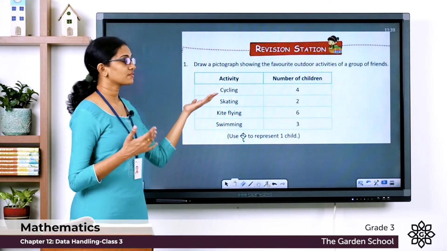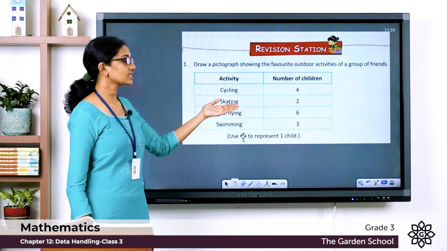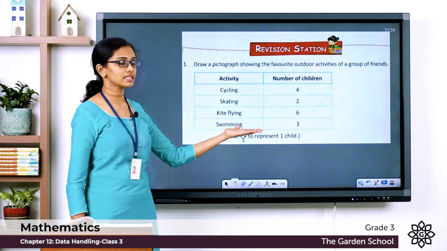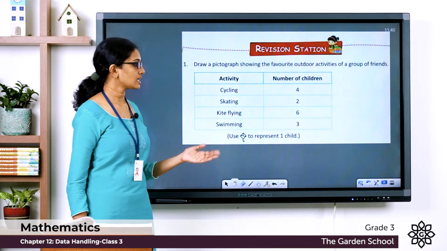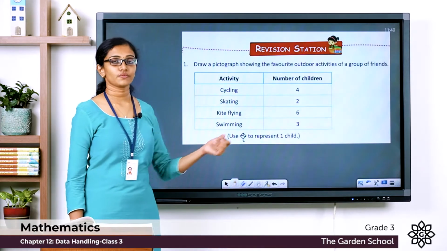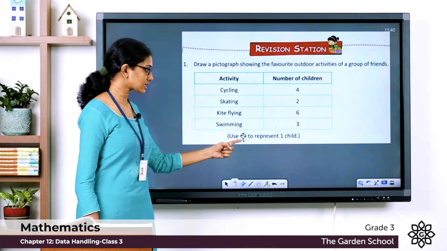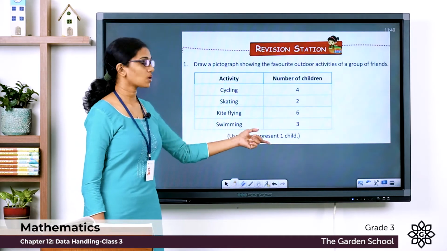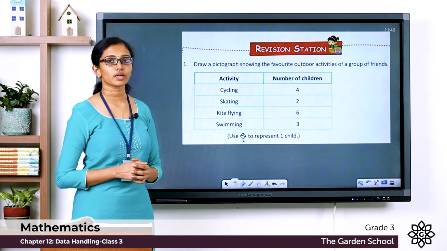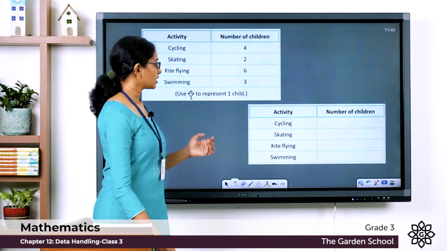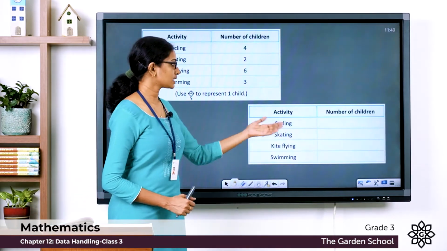So cycling is the favorite activity of how many children? 4 children. Skating is the favorite activity of 2 children. Kite flying is the favorite activity of 6 children and swimming is the favorite activity of 3 children. And here it is mentioned that you have to use this symbol to represent one child. So that is going to be our key to draw the pictograph. So what is the first step? We have drawn a table like this using the given labels.